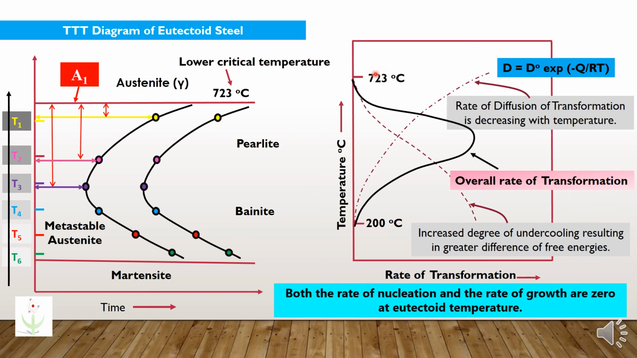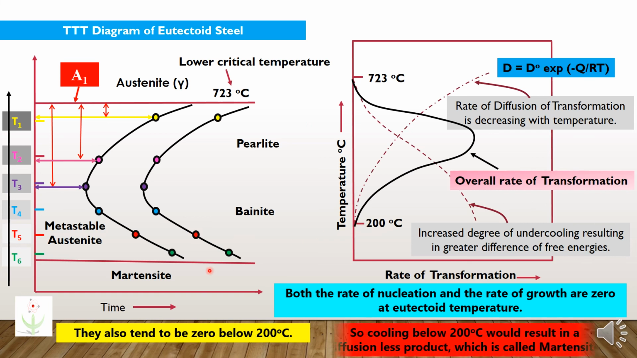Both the rate of nucleation and the rate of growth are zero at the eutectoid temperature, and they also tend to be zero below 200 degrees centigrade. So, cooling below 200 degrees centigrade will result in a diffusionless product, which is called martensite.